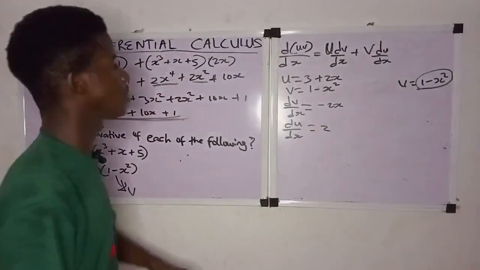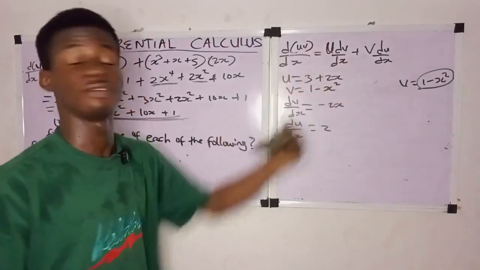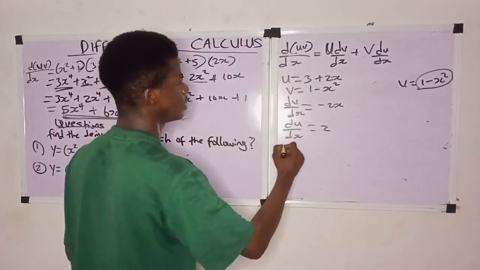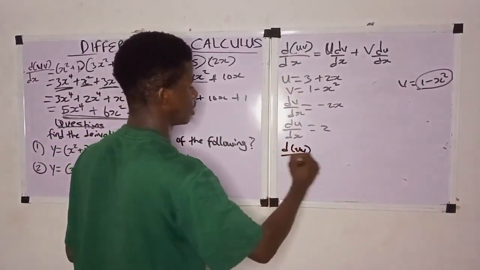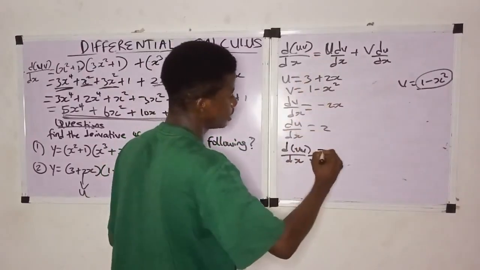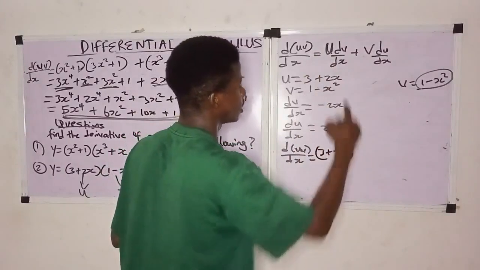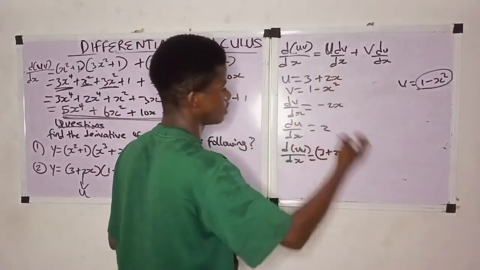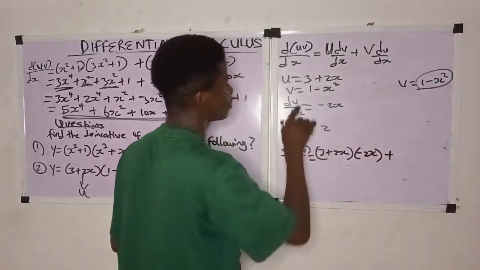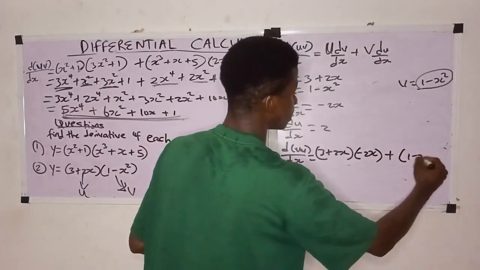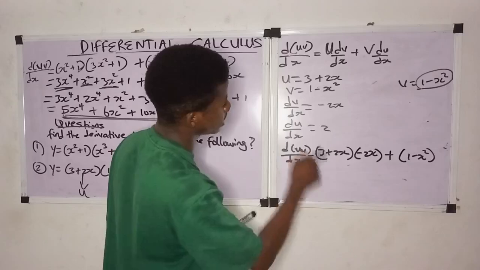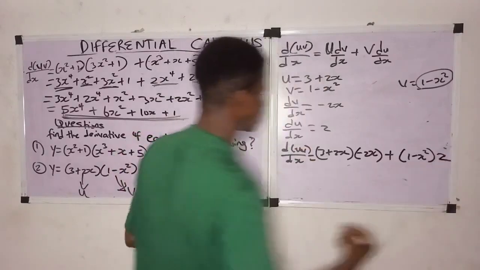So what am I going to do next? We input all these values into the formula. Our u is 3 plus 2s, right? Then dv over ds is minus 2s, right? Then plus v. V is 1 minus s squared, right? Then what about du over ds? Du over ds is 2, right? So it's easy.